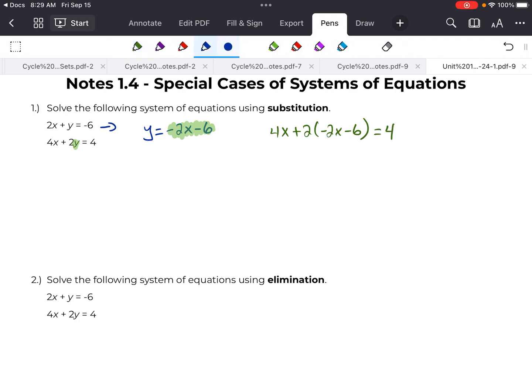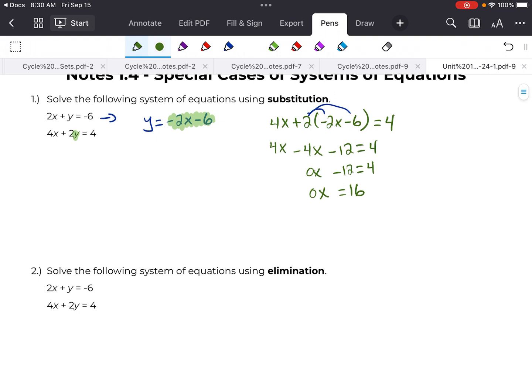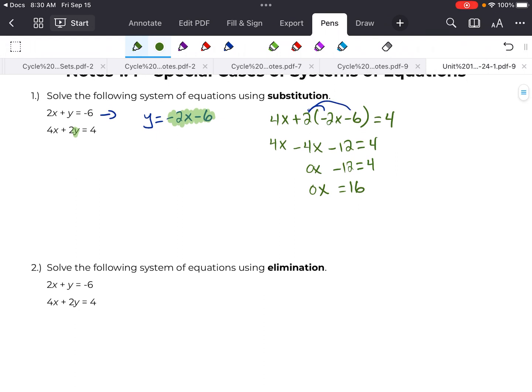We are going to distribute to get 4x minus 4x minus 12 equals 4. When we collect like terms, we have the 4x minus 4x, which leaves us with 0 x's. Let's finish it off by adding 12 to the other side. But 16 divided by 0, there are 0 x's, so this does not exist. Okay, you can't find the y because it's not saying that x is 0, it's saying there are no x's.